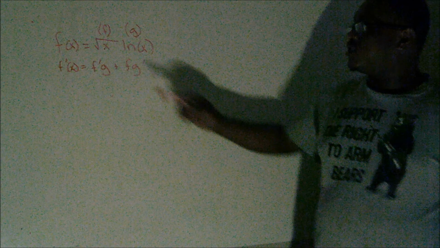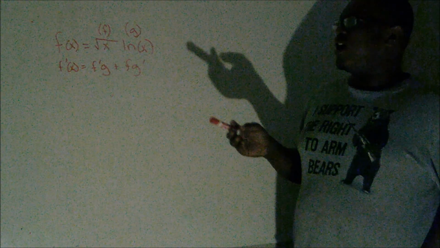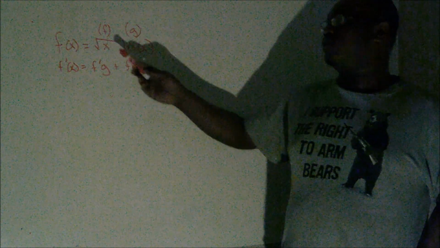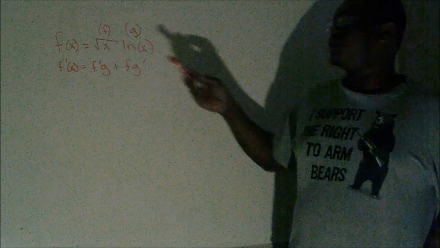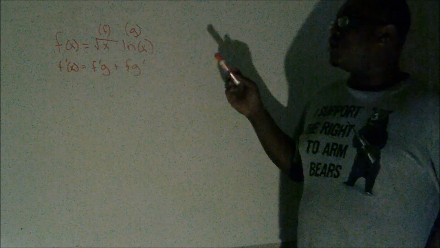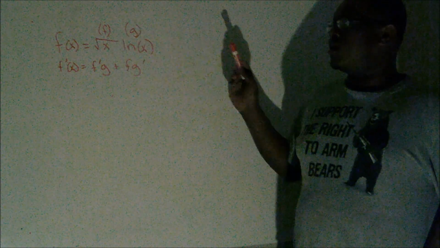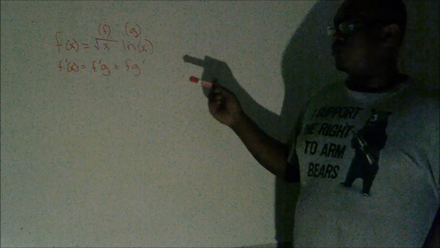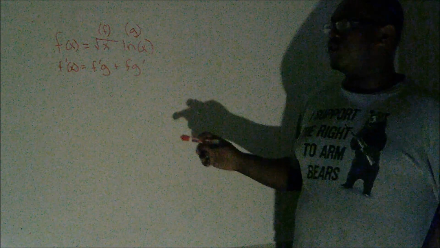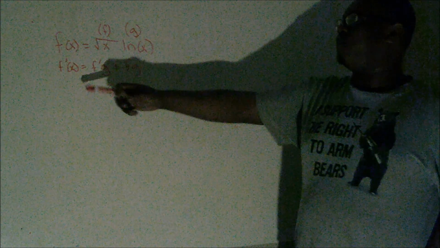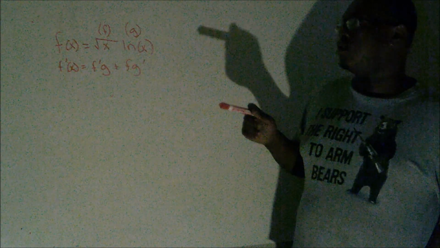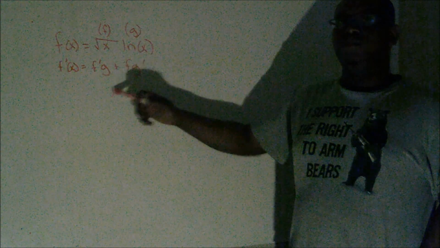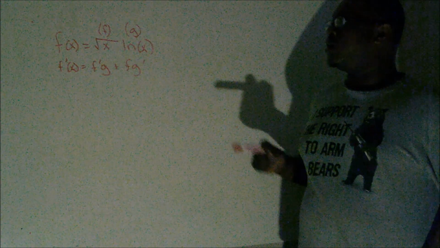So we have some kind of function here, f of x, and we know that f of x is a product of 2 functions, square root of x and the natural log of x. So since they're multiplied times each other, we're going to go ahead and use the product rule. And if you guys remember from my last video, the product rule states that f prime of x of 2 functions multiplied together is equal to f prime g plus f g prime.